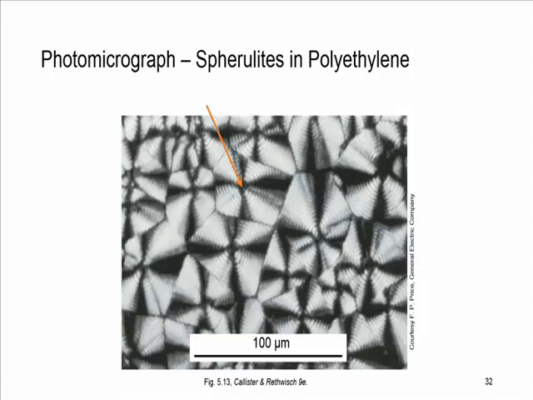This is the end of the session. In the next chapter, chapter 6, we start with different forms of imperfections in solids. Thank you.